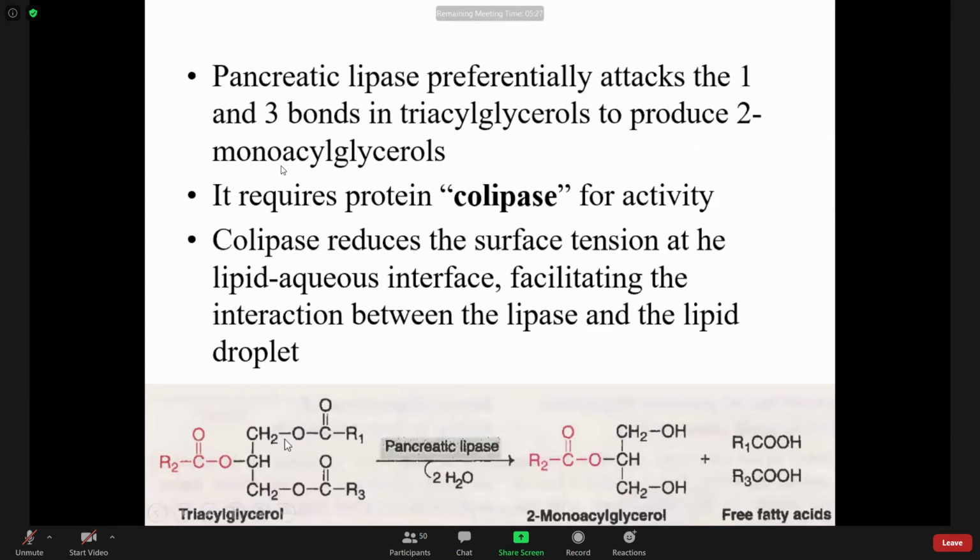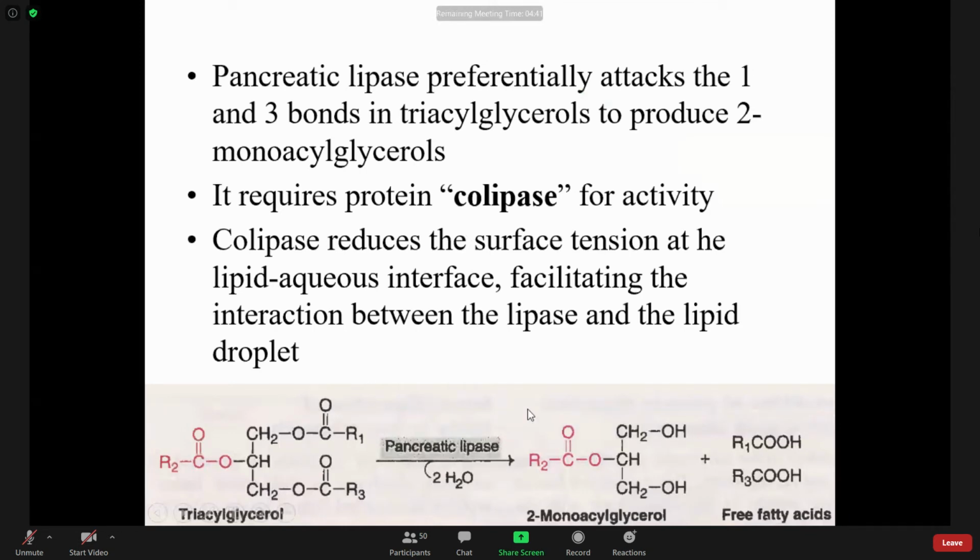Generally, a triacylglycerol contains three ester bonds where the fatty acids are esterified with glycerol. Among these, carbon number 1 and carbon number 3 are preferentially attacked by pancreatic lipase. However, it is not able to attack the second carbon. So the products are two free fatty acids and a 2-monoacylglycerol.